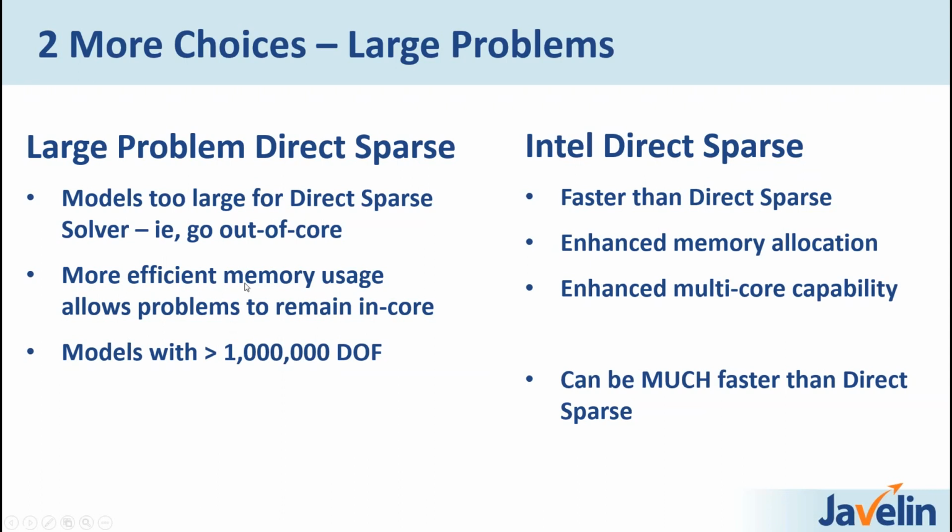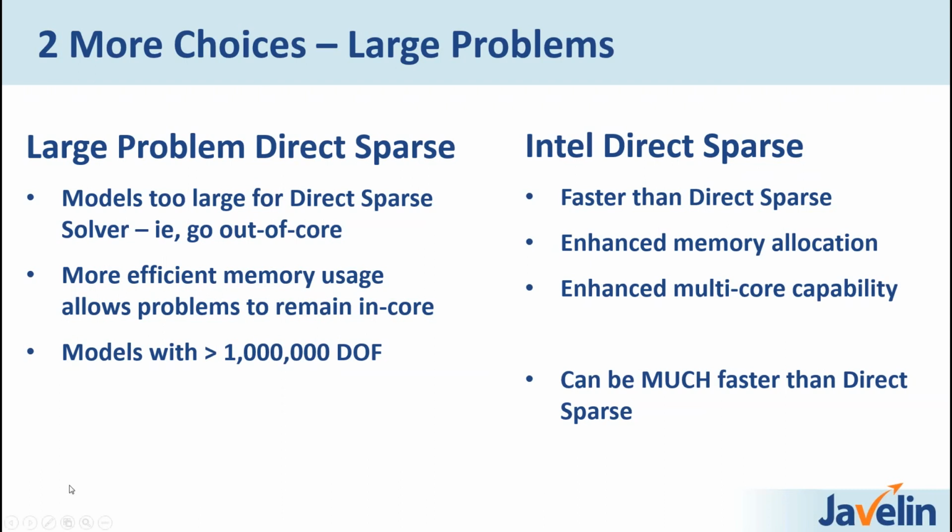What it does is use some memory algorithms to not send the entire solution into memory, just the parts it needs. So the nice thing is, even if it would go out of core for the direct sparse solver, because the large problem direct sparse is sending less info to RAM, you can have bigger problems and still have them remain an in-core solution, a fast solution. So that would be my first recommendation. If you're getting any out-of-core warnings with the direct sparse solver, try the large problem direct sparse. You'll probably have some good luck with it.